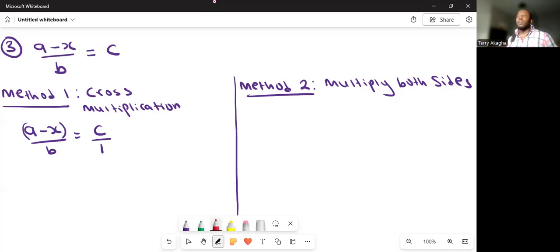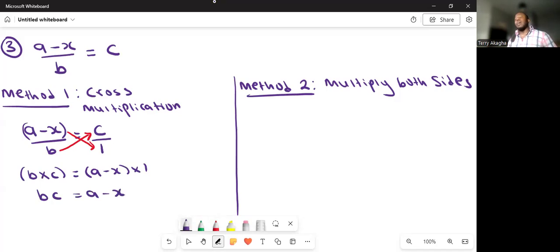So what you do is going to be b multiplied by x. So it's going to, sorry, b multiplied by c. So it's going to be b multiplied by c will be equal to a minus x multiplied by 1. So it's going to be what? A minus x multiplied by 1. So this is going to give us bc is equal to a minus x. Now, to get rid of this a, we subtract a from both sides.